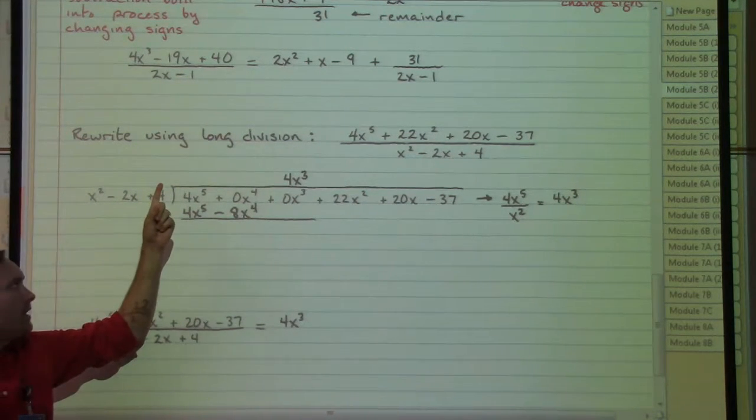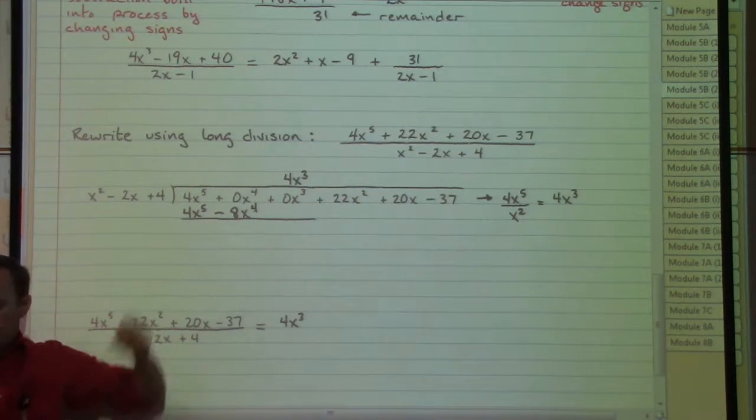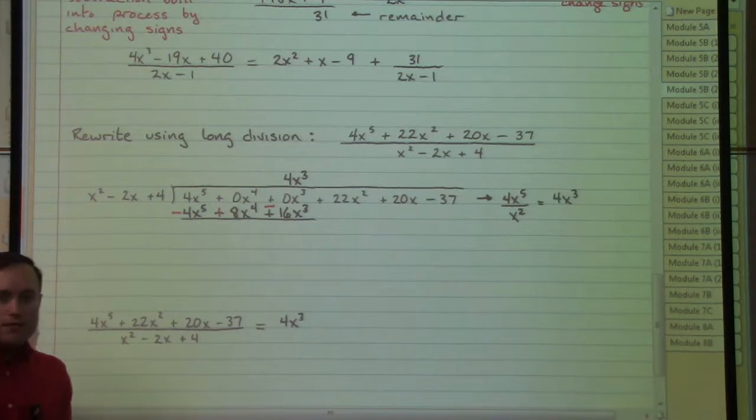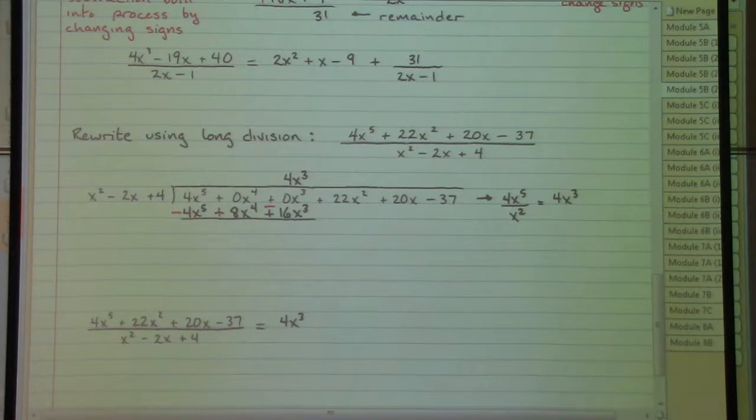And the 4x to the power of 3 on top times the positive 4, or plus 4, would give me a plus or positive 16x to the power of 3. My third step is to work out the changing of the signs. I like to use a different color so that I can keep track of changing all of the signs in that row. And then actually going through and doing that. 4x to the power of 5 stuff, minus 4x to the power of 5 stuff, no more x to the power of 5 stuff.